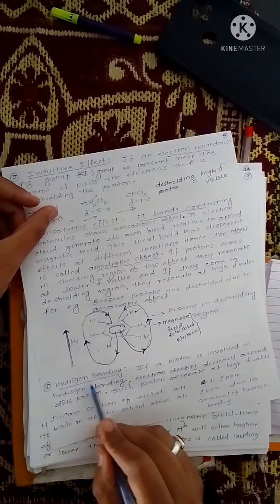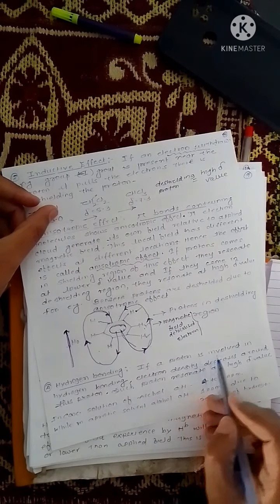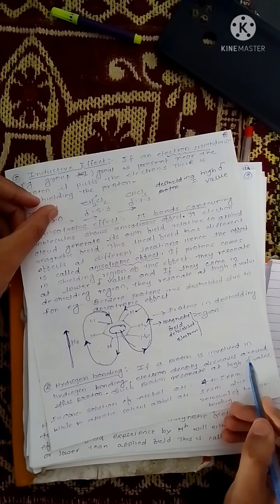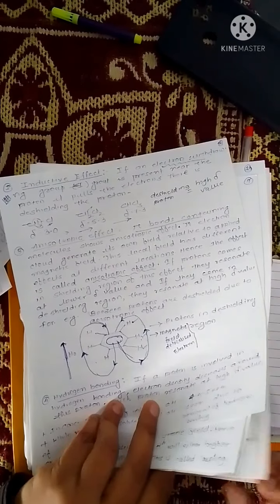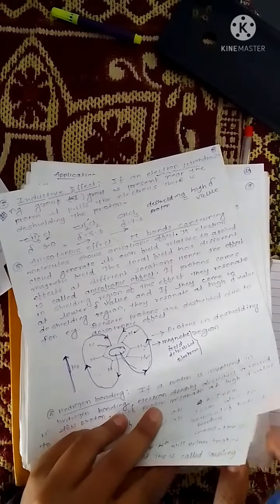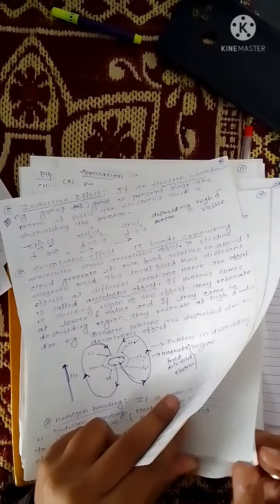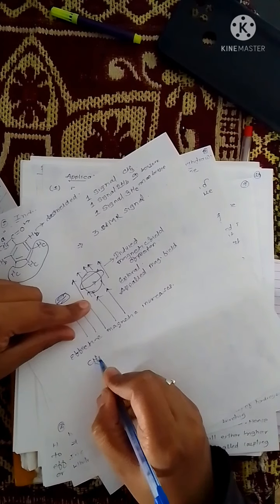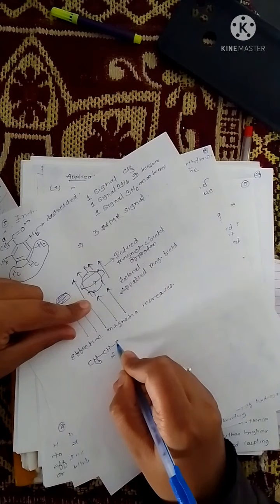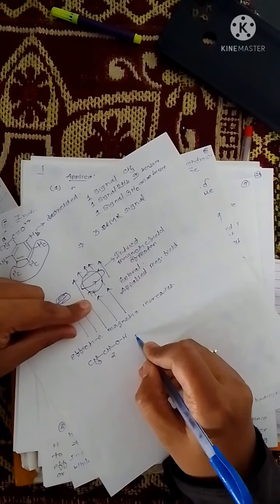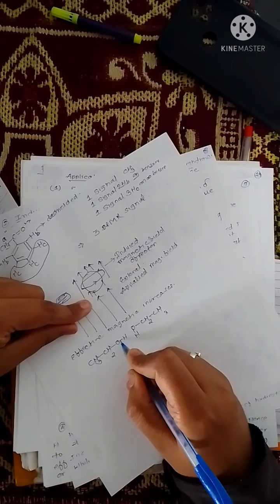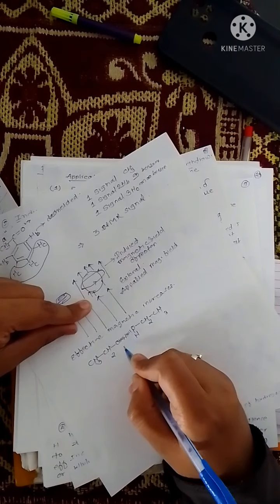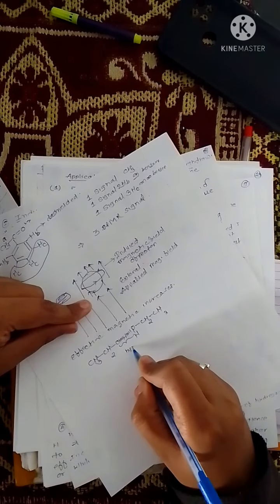So, hydrogen bonding. If proton is involved in hydrogen bonding, electron density decreases. For example, this is the molecule of ethyl alcohol. When another molecule of ethyl alcohol comes in contact with it, these hydrogens which are present on oxygen come under hydrogen bonding.